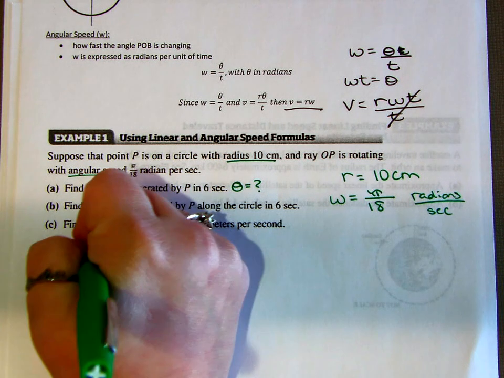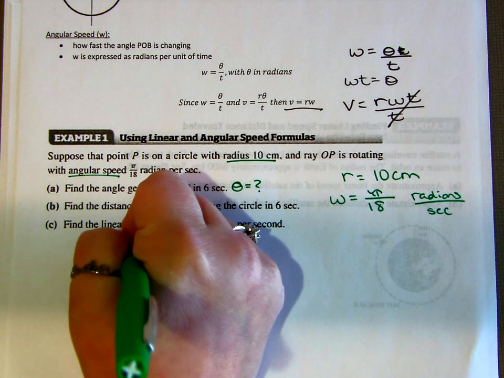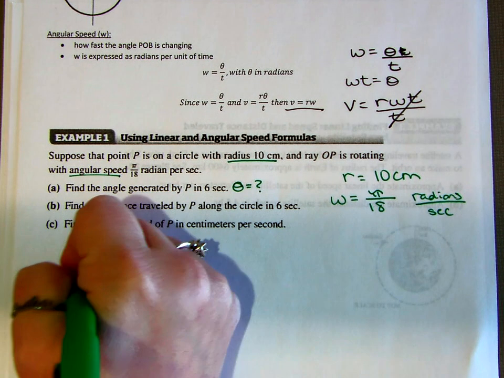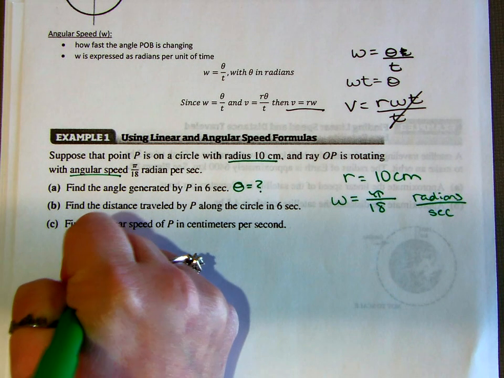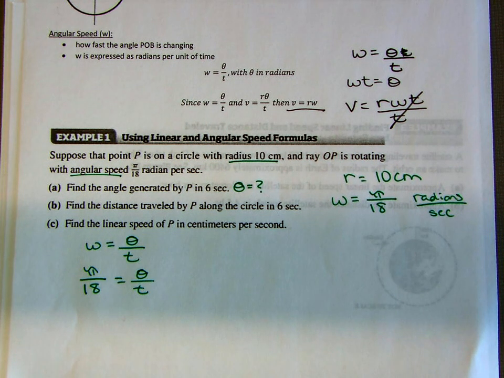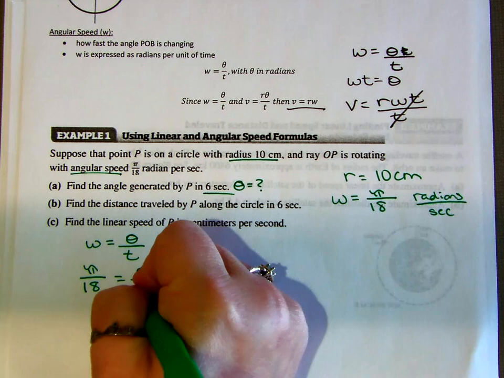And if our angular speed is theta over t, then what we have is pi over 18 equals theta over t. I just substituted in the pi over 18. Whoops, t. It said 6 seconds. So I can go ahead and change that t to a 6.